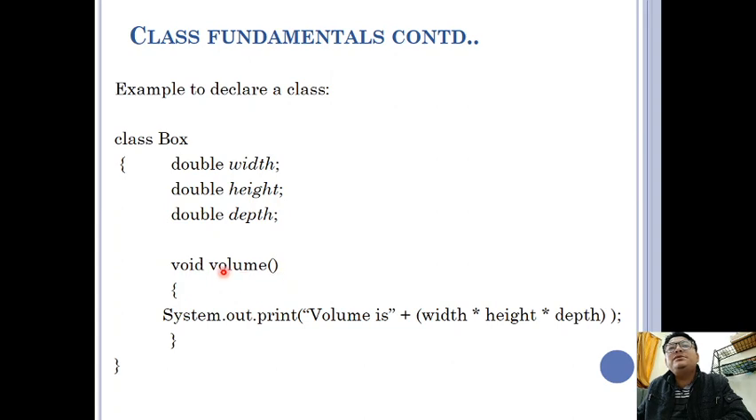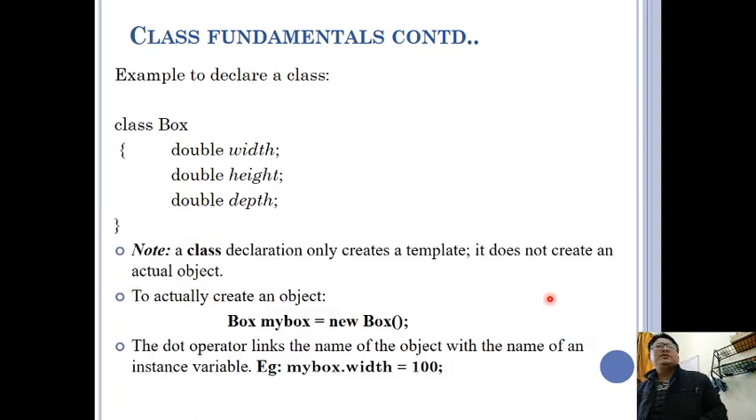In this member function, the return type is void, the name of the member function is volume, and in the parentheses the parameter list is empty. Whatever the width, height and depth values are, they will be displayed with the help of this class. All these things are logical information, fine.